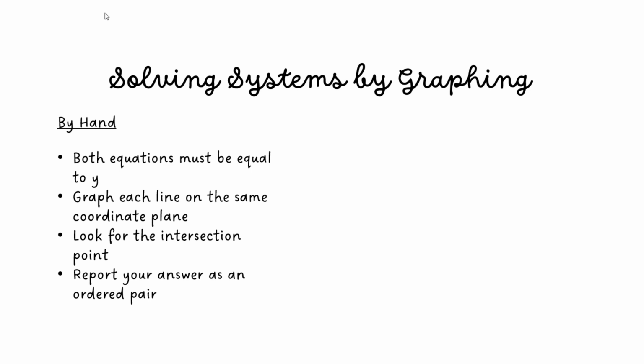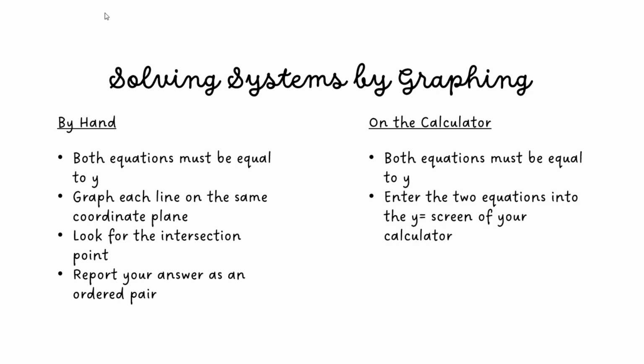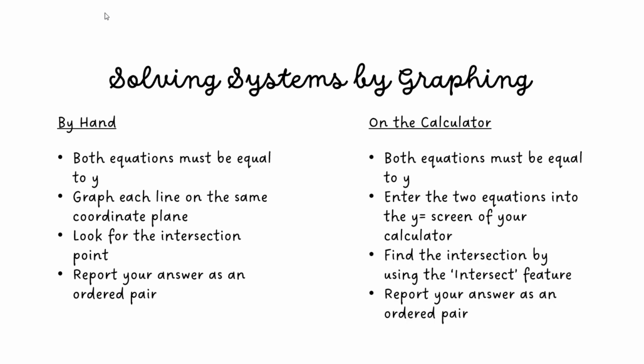Solving by graphing, usually if you have to do it by hand, you'll be given one that does actually have a solution. On the calculator, which is the more common method, both equations must be set equal to y. That's the same first step as solving it by hand. You enter the two equations into the y equals screen of your calculator, find the intersection by using the intersect feature, and report your answer as an ordered pair, just like you would if you were solving it by hand.